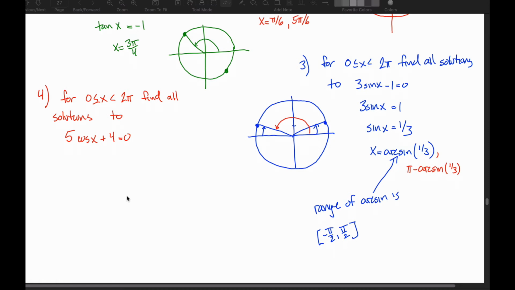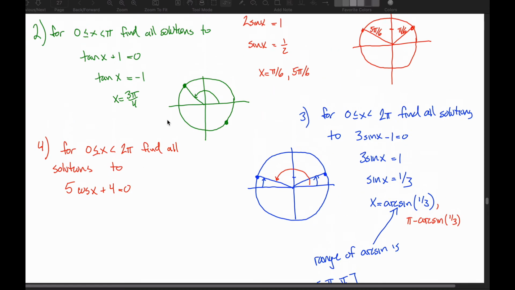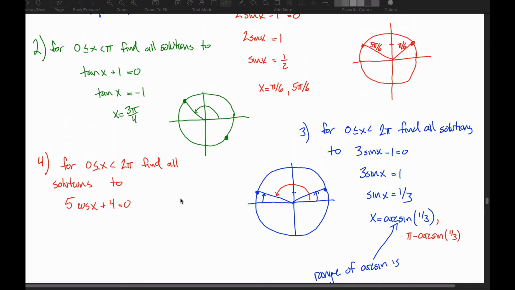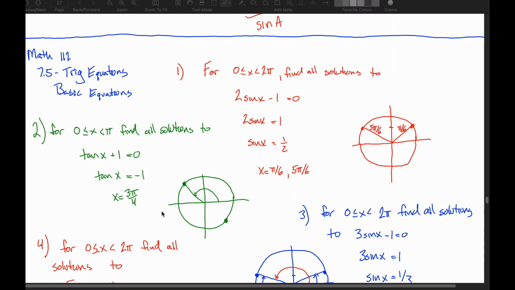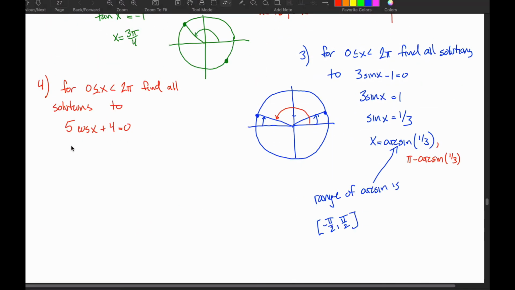At any rate, our equation, let's solve it. Solving the equation is pretty easy because, again, these are all what I refer to as basic types of equations. All I've got to do is subtract 4 from both sides of the equation and then divide by 5. So I get 5 times the cosine of x equals -4. So the cosine of x equals -4/5.